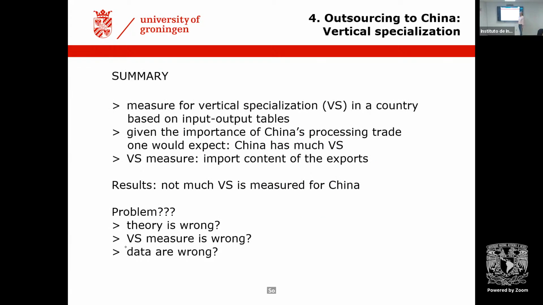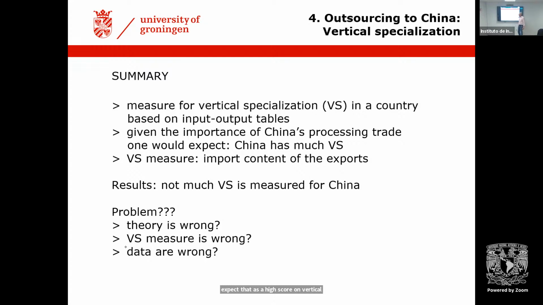So the summary of the whole paper is that we use the measure for vertical specialization that I showed you in the example for high school students' kids. That is what we're going to use. And given the importance of China's processing trades that I just mentioned, 55%, you would expect that China has a high score on vertical specialization.